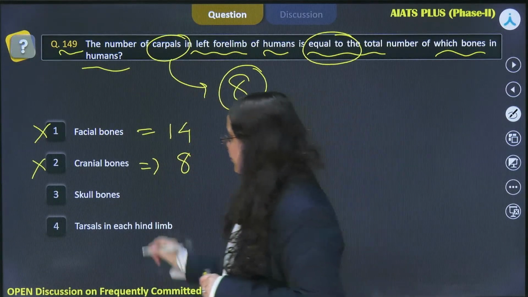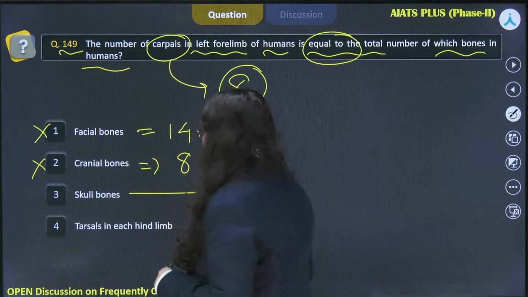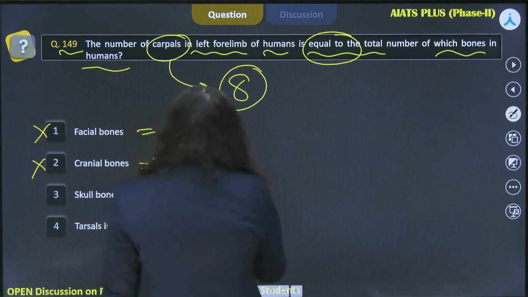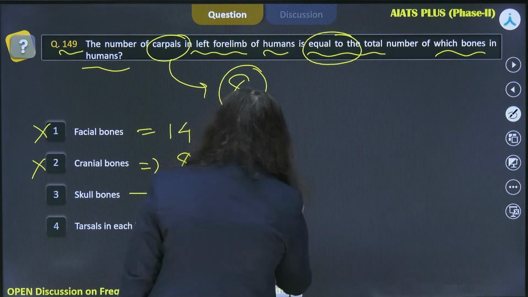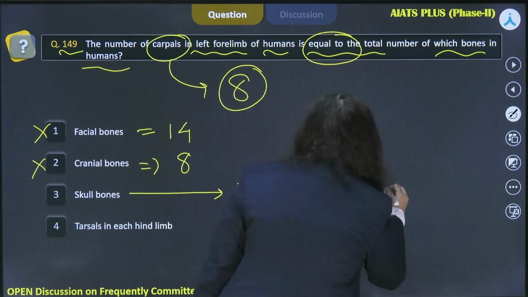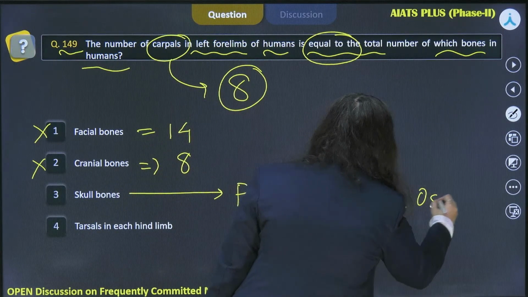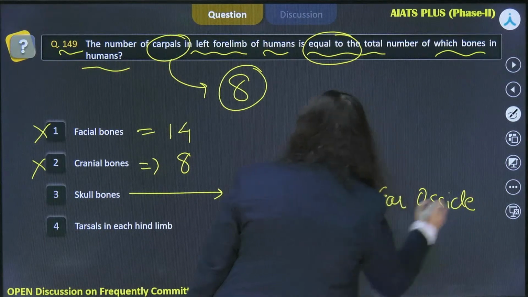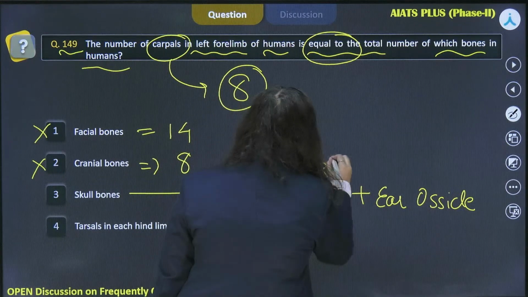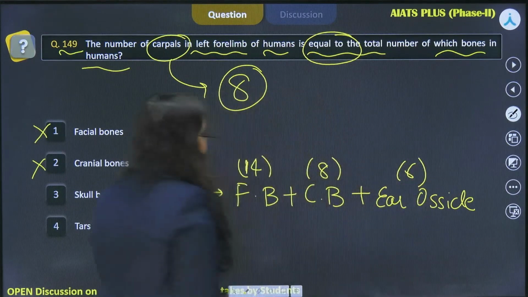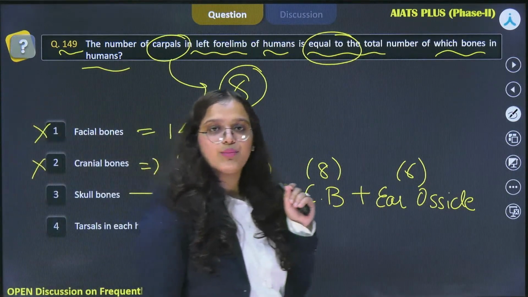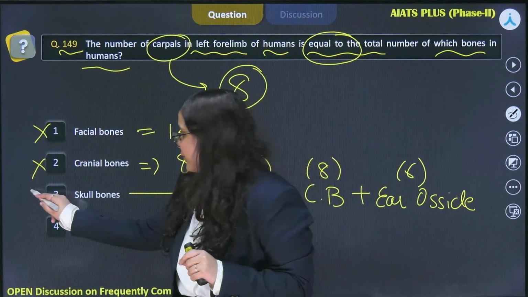Now coming to skull bones, we also discussed that skull bones are made up of facial bones, the cranial bones and the ear ossicles. So here we have 14 bones, then we have 8 bones, and then we have 6 bones. So obviously it is far beyond 8. Therefore skull bone obviously cannot be the right answer.